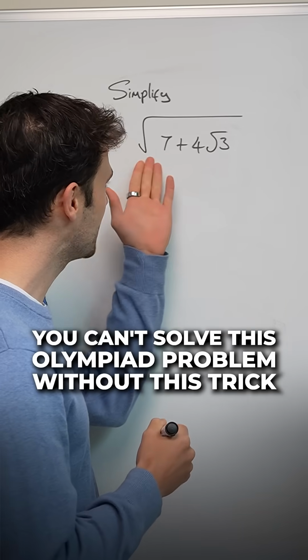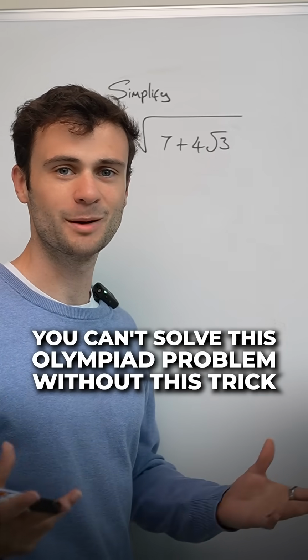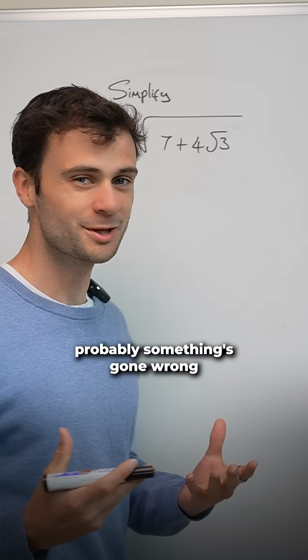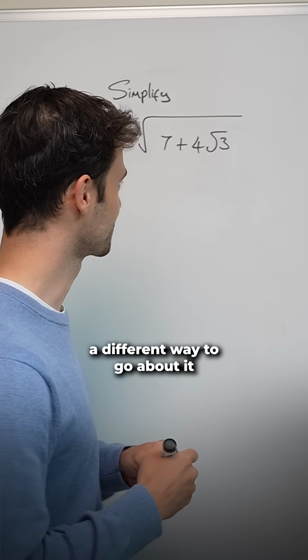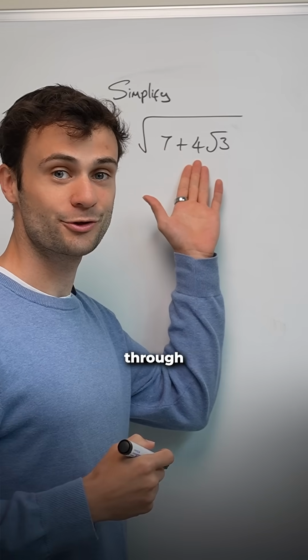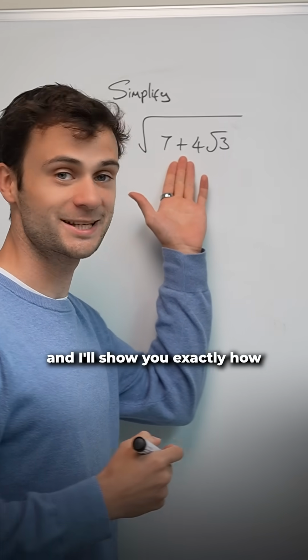I tell my students, when you've got a nested surd like this and it's come up in the middle of an Olympiad problem, probably something's gone wrong and there's a different way to go about it. However, you can keep pushing through when you get something like this, and I'll show you exactly how.